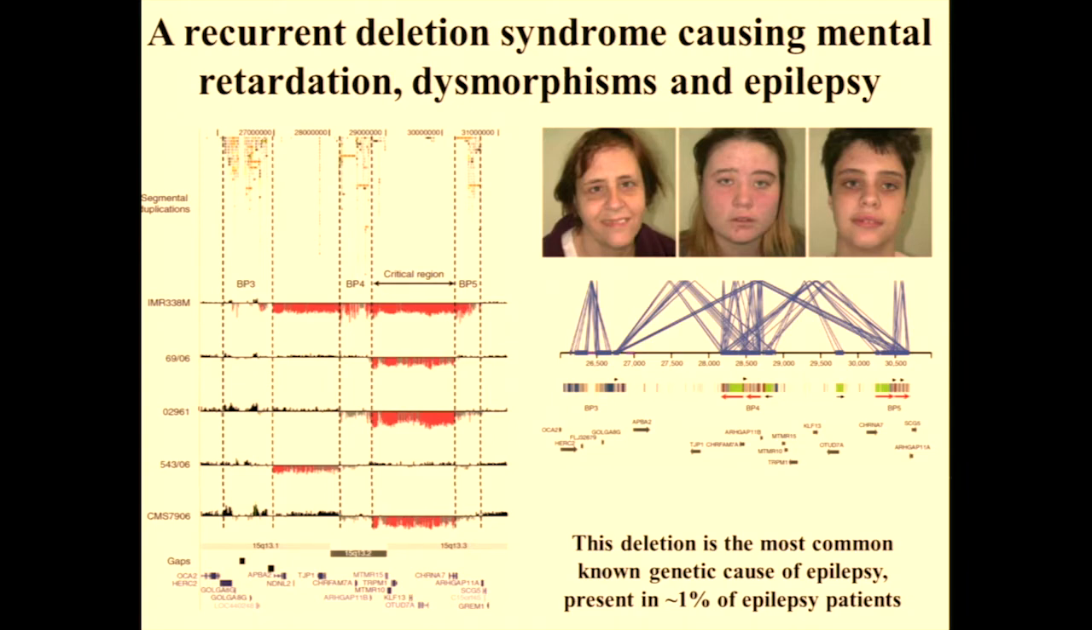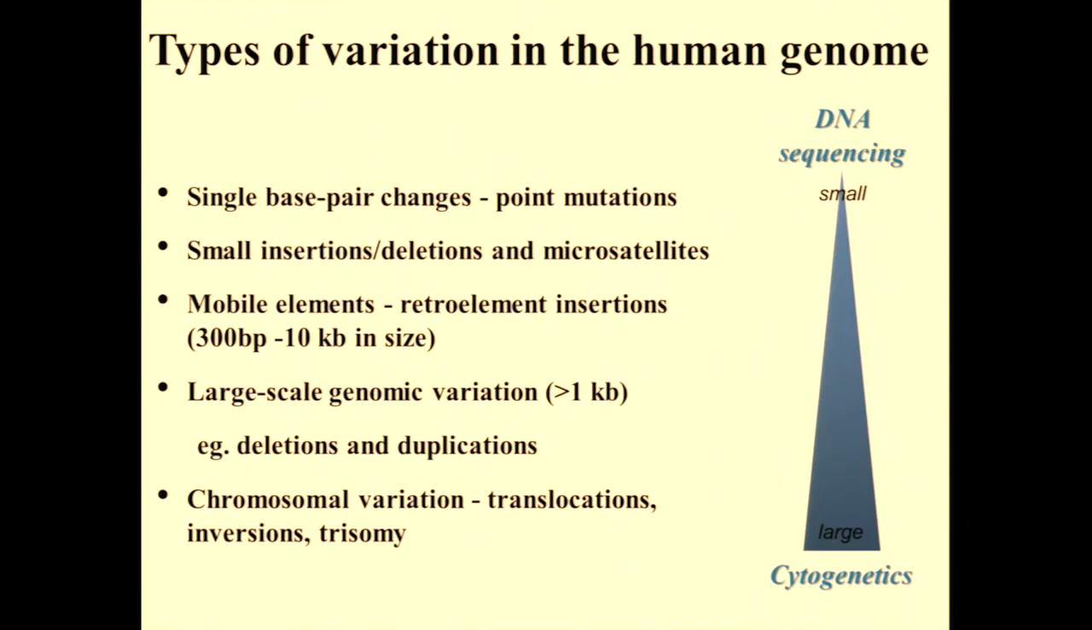It turns out this recurrent deletion here is one of the most common genetic causes of epilepsy we know about. There's a gene here called CHRNA7 within this recurrent deletion region that's an ion channel expressed in the brain. So we're going to start talking a bit about variation in the genome.